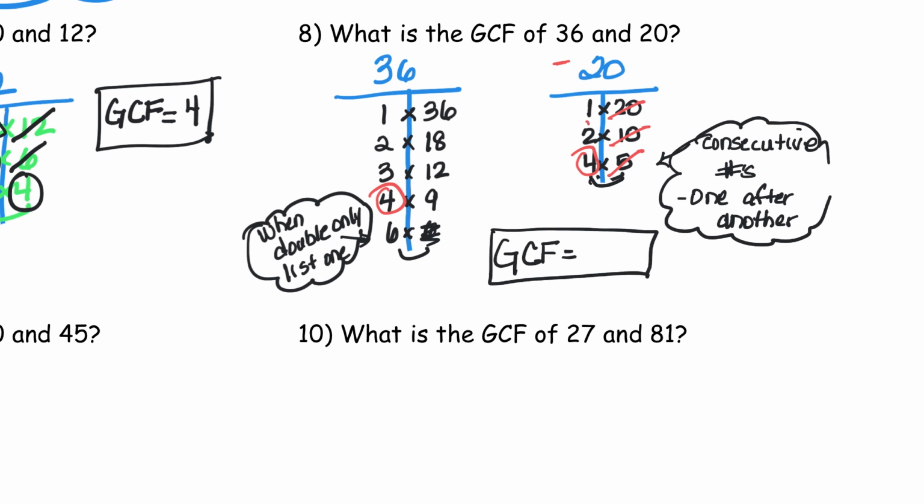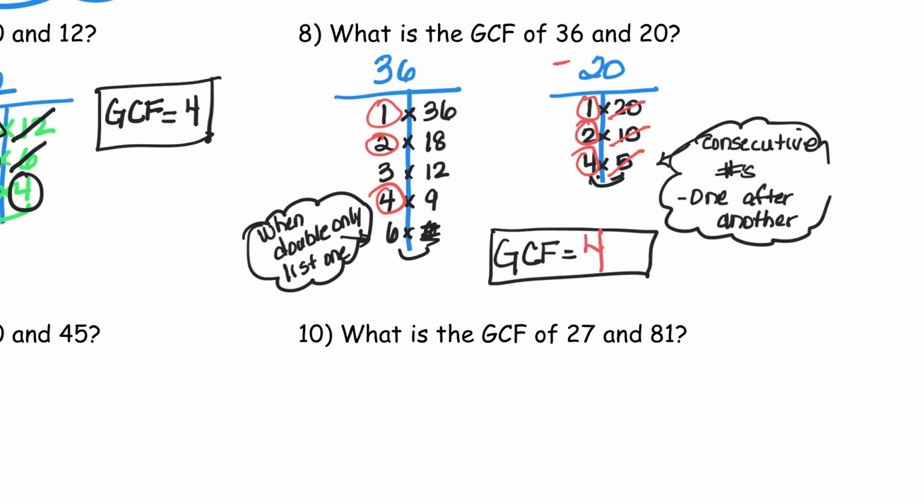Is 2 in both? Yes. Make sure you circle it. Is 1 in both? Yes. Alrighty, here's the key question. What is the largest number that you circled in each of the two factor lists? You will see that the greatest common factor then is the number 4.